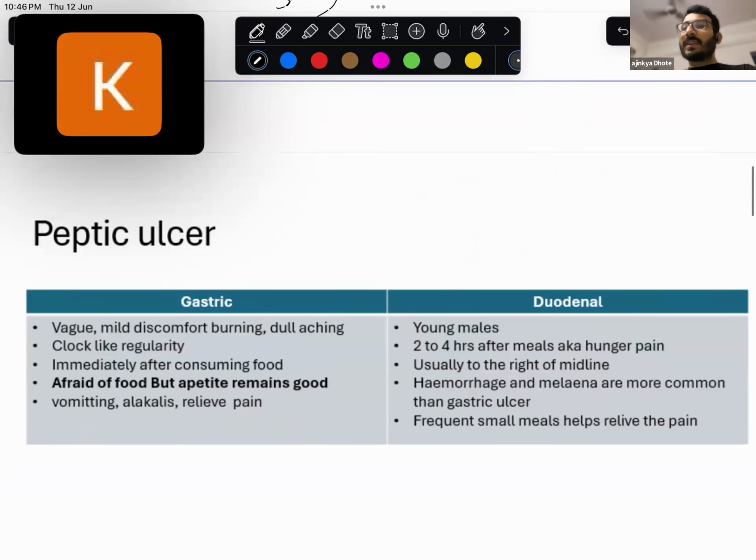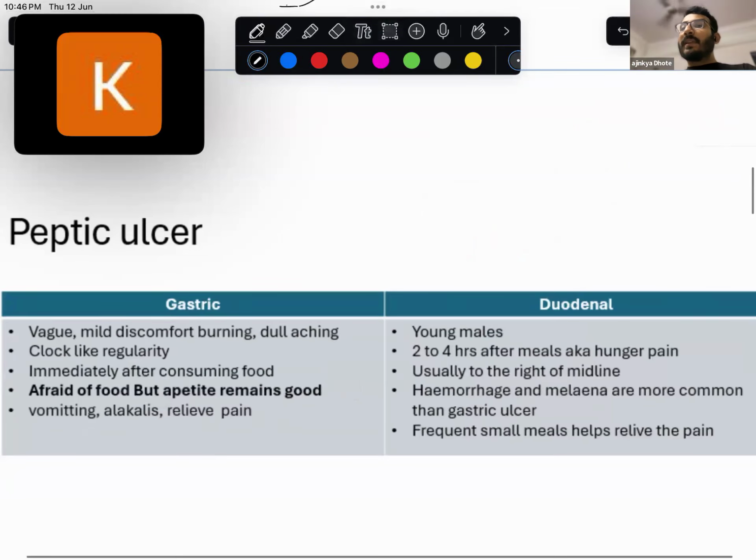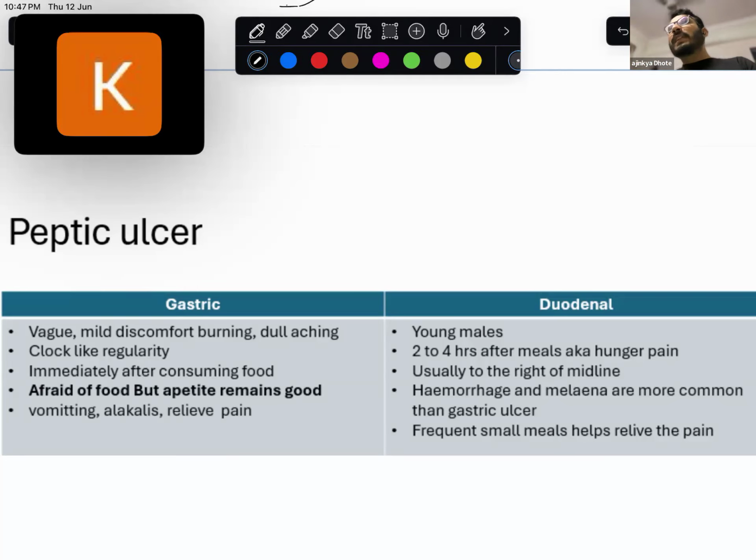So coming to the most important symptom, that is your pain. Whenever we're discussing pain in an epigastric lump, I think all of us know that there's a huge difference between the pain associated with a peptic ulcer and a gastric ulcer. What happens is, gastric ulcers usually come immediately in contact with the acids in the stomach and the food. So as soon as the patient consumes food, the first pain that the patient gets will be the pain of your gastric ulcer.